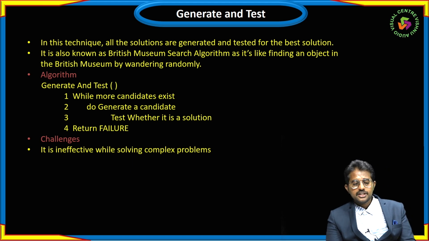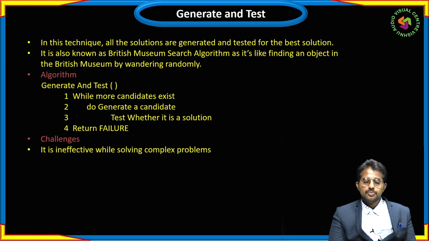An example of generate and test is the British Museum search problem. In the British Museum, the problem statement is that we have to find an object without following any procedure. That means we have to find an object by randomly roaming around the museum. Without any information about where the object is, I have to roam the museum randomly and find the particular object. This is the example for generate and test.